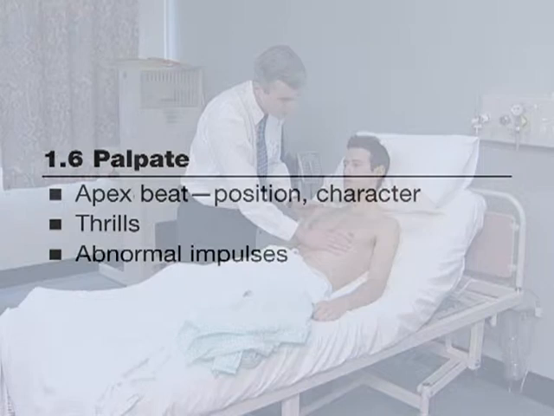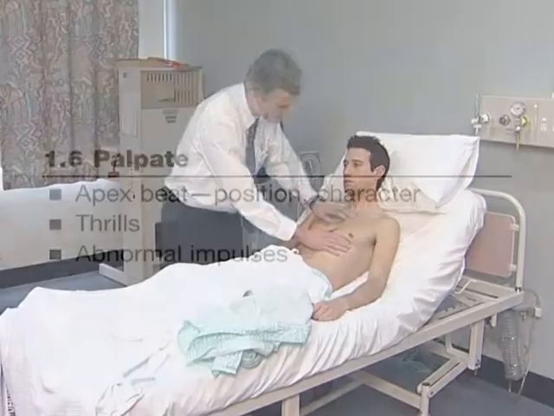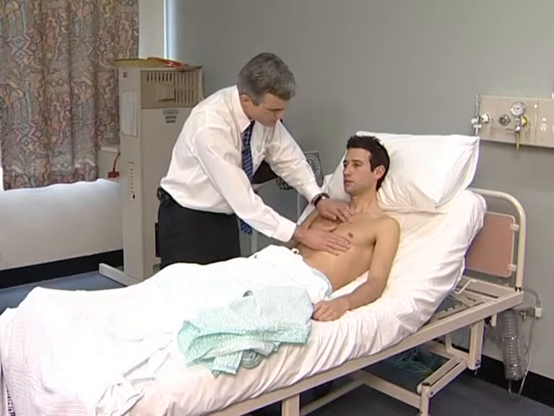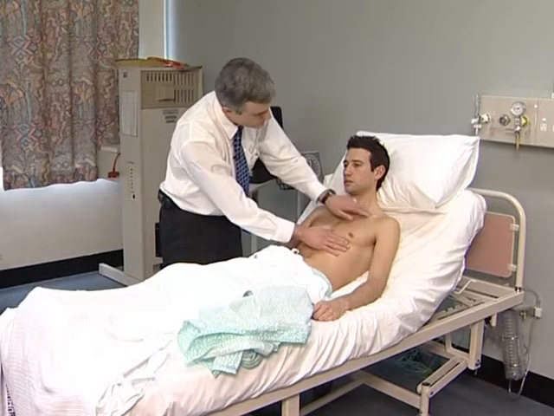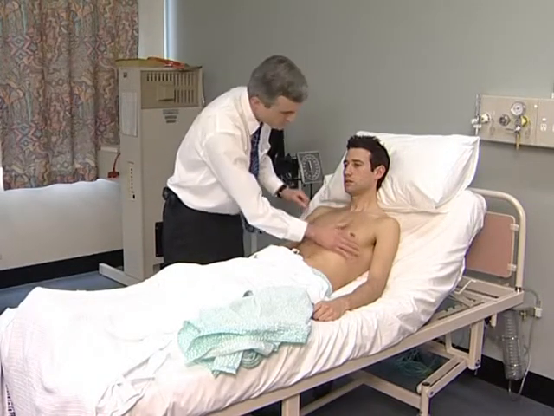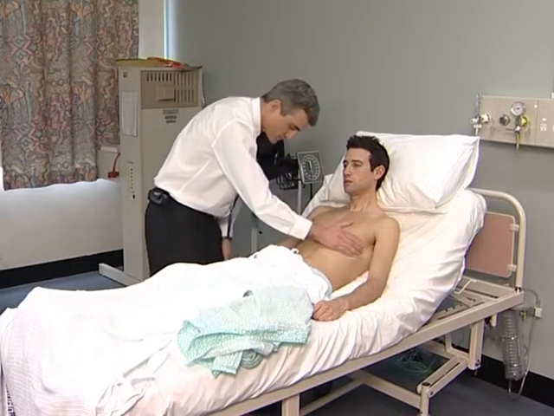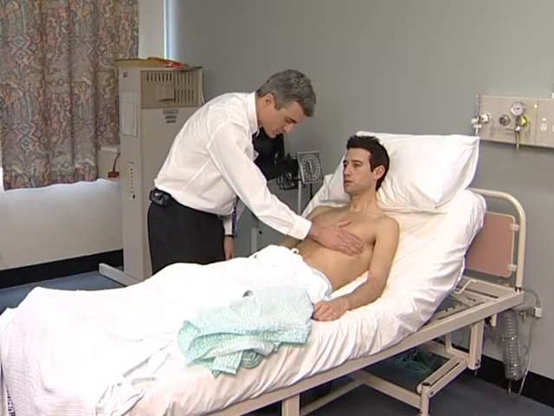This usually starts with an attempt to feel the apex beat, establish its position, that is, where it is in relation to the midclavicular line and which interspace it is in, and to make an assessment of its character. It is worth spending some time on this important part of the examination.